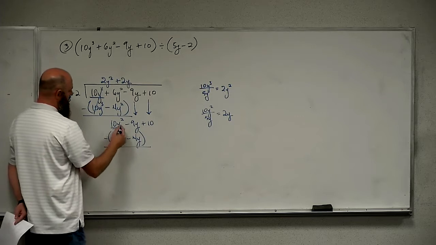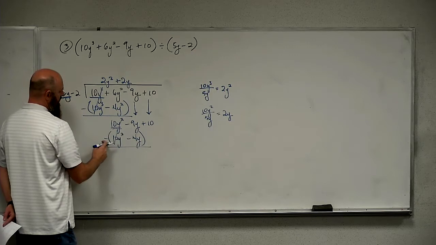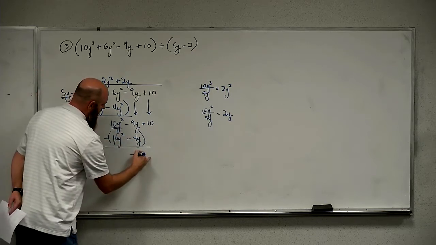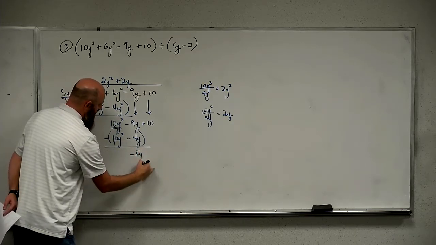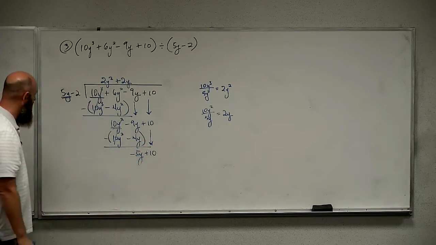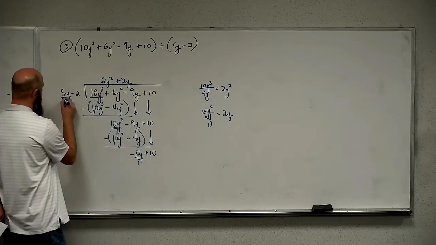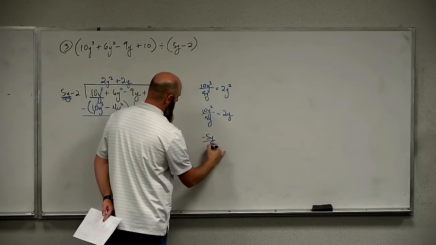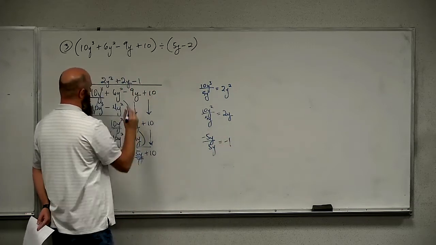So 10y squared minus 10y squared does cancel like we want. -9 minus a negative, so plus 4. -9 plus 4 is a -5y. That's horribly written. -5y. And we bring down our plus 10. Well, we do one more. As we can see here that we have -5y divided by 5y, and that's going to give us -1. So -1.